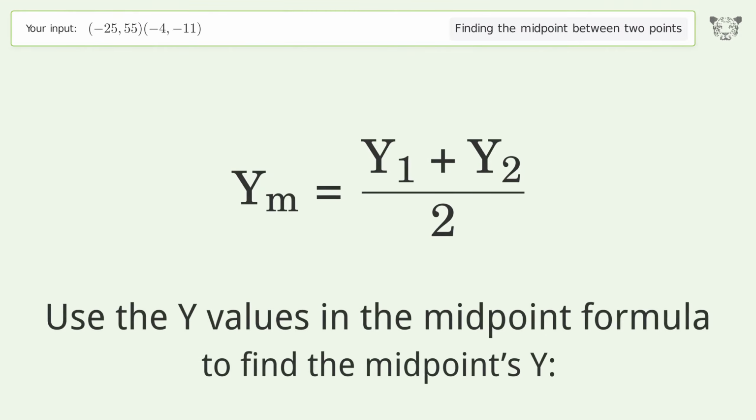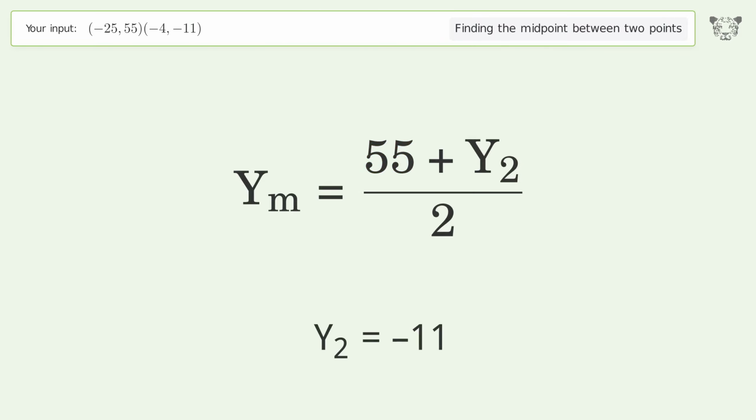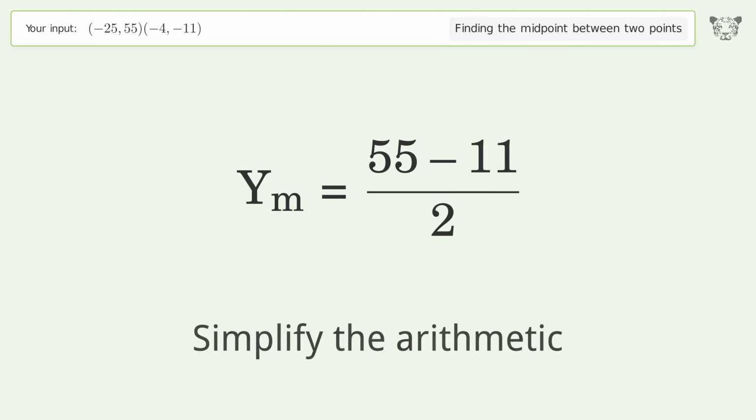Use the y values in the midpoint formula to find the midpoint's y. y1 equals 55. y2 equals negative 11. Simplify the arithmetic.